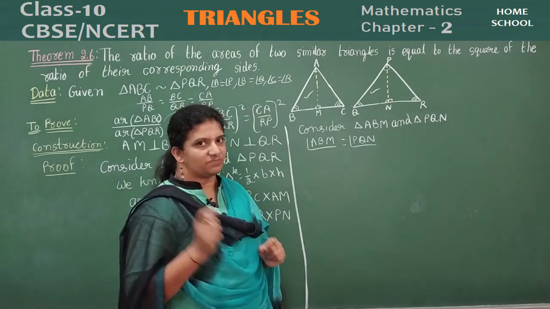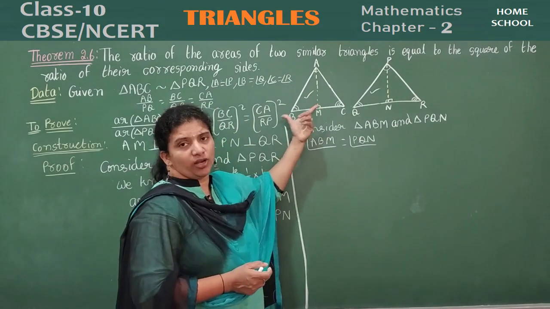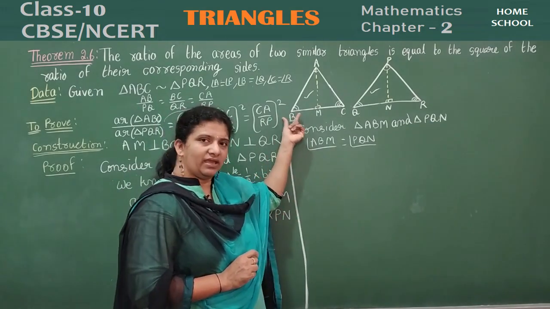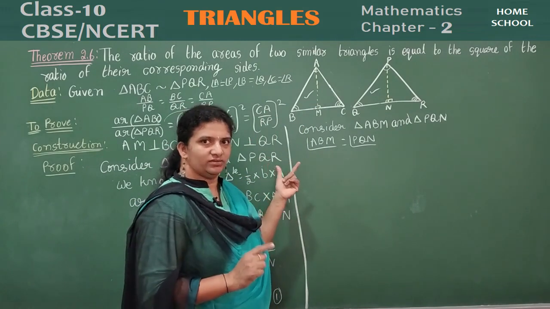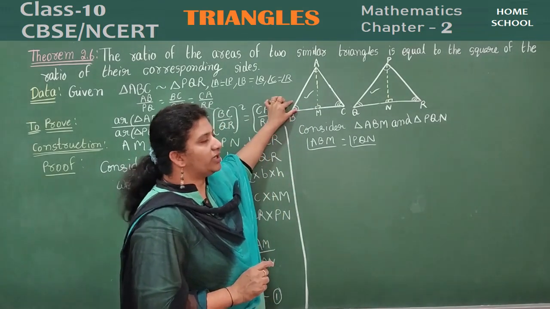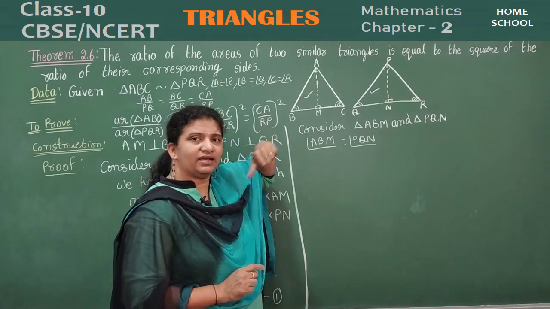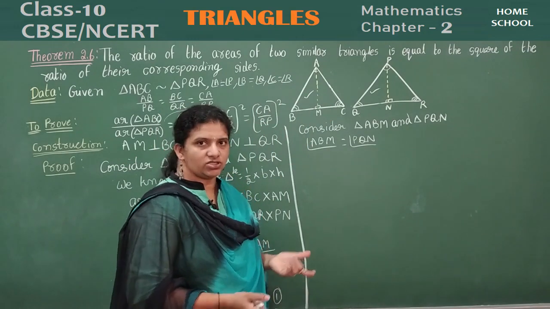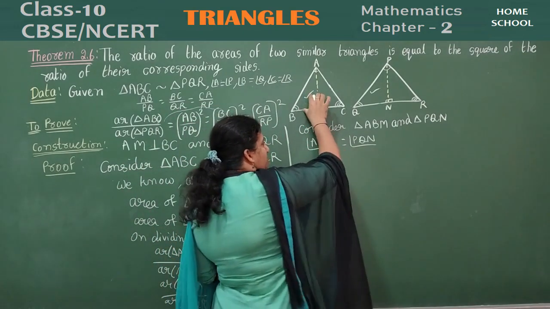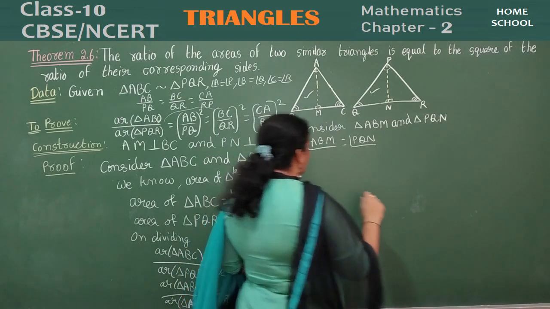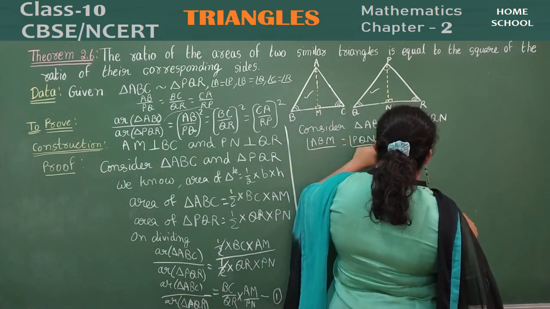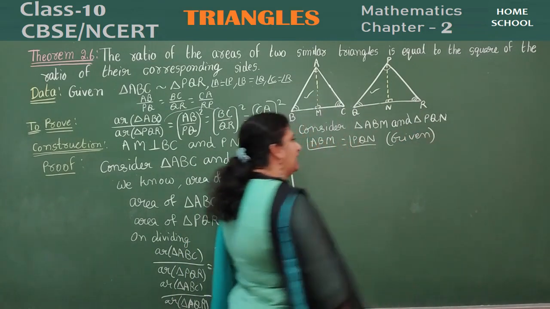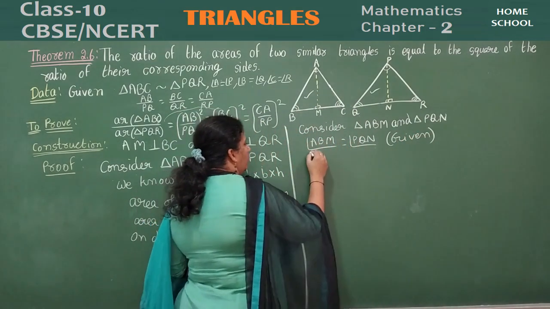Okay, some children asked me a doubt. Ma'am, ABM or ABC, both are correct. The angle arising at B, B is important. This angle is important. Where you end your angle letter does not matter. Angle ABM is equal to angle ABC, you can also say. So I am taking this triangle, so I align my letters here. Angle ABM is equal to angle PQN. How, children? By the given data. And one more.